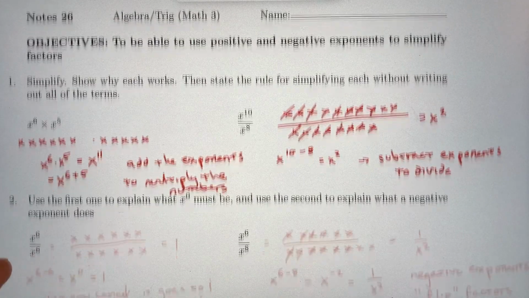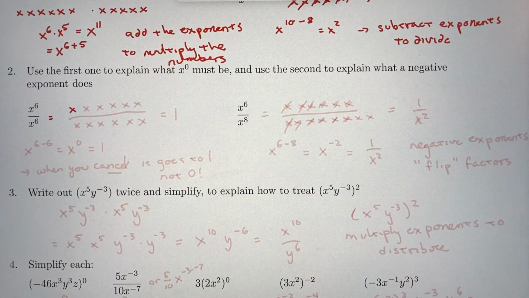Okay. Next, what happens if you have 6 x's on top and exactly 6 x's on the bottom? What if you have the same number? You don't have the number 0. When things cancel, remember that you cancel down to 1, not 0. So when you cancel everything, it is 1, not 0.